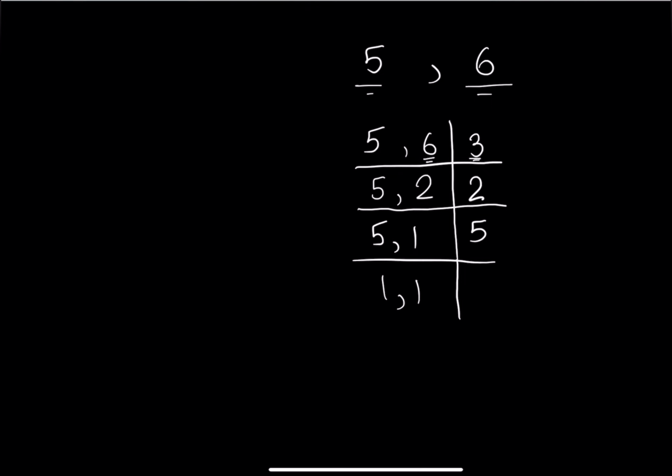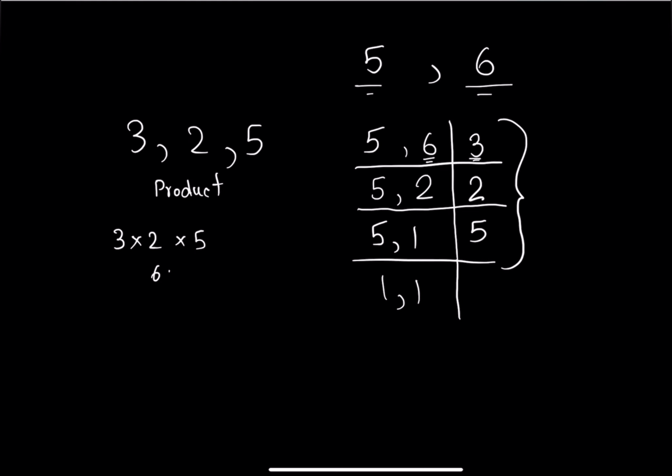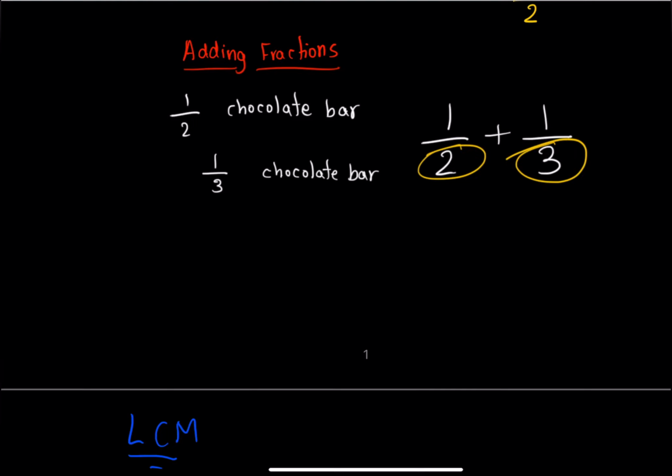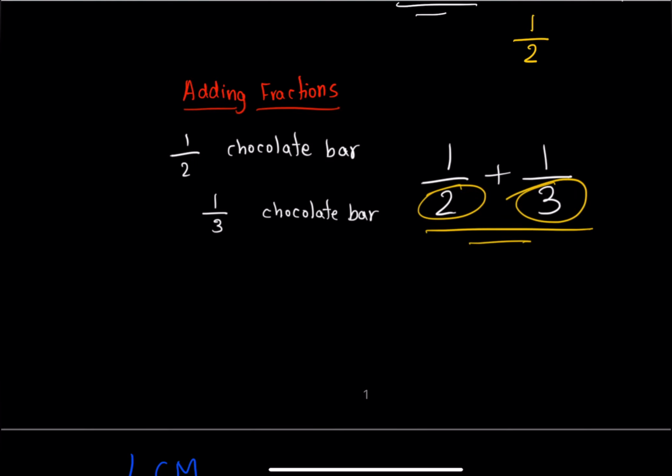So what do we get from this? If you notice the numbers on this side, we have 3, 2, and 5. And if we find the product, that means if we multiply all of these numbers, then we will get the LCM of 5 and 6. So what's 3 times 2 times 5? That gives us 6 times 5, which gives us 30. So that is one way to find the LCM. So back to our original question, which was how do you add 1/2 and 1/3?